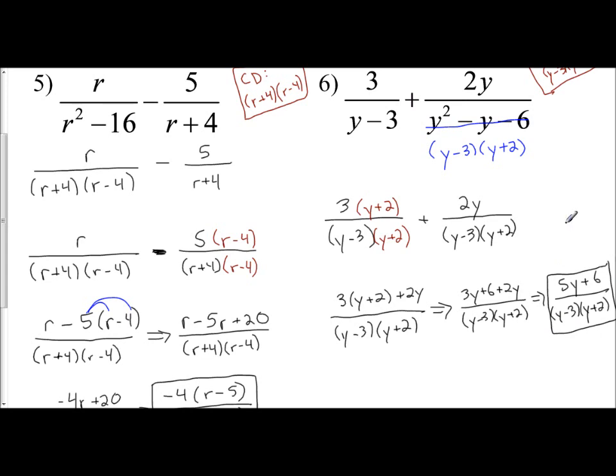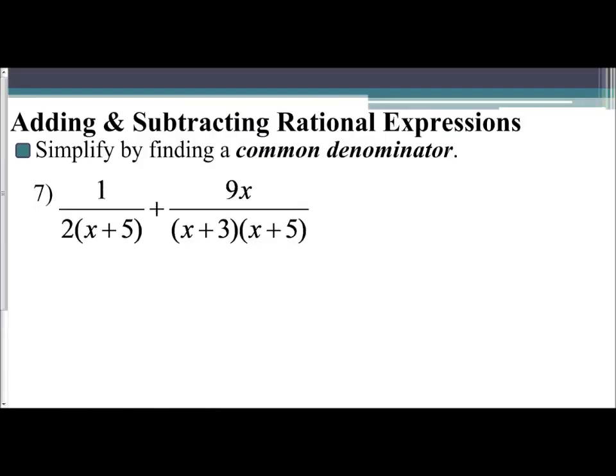And so this one was an example of addition. I could have, at this point, just distributed and gotten 3y plus 6 plus 2y, and then written my final answer as 5y plus 6. But I wanted to show you that this combining into one fraction that we did over in example 5 also works for addition if you want to use one process the entire time. Let's look at our last example, example 7.